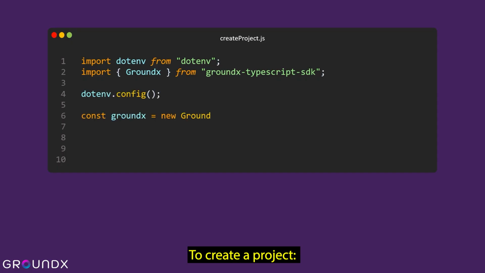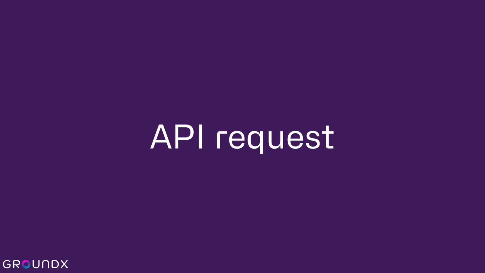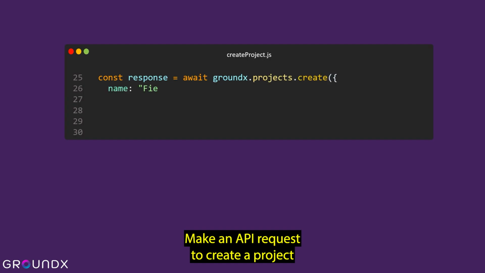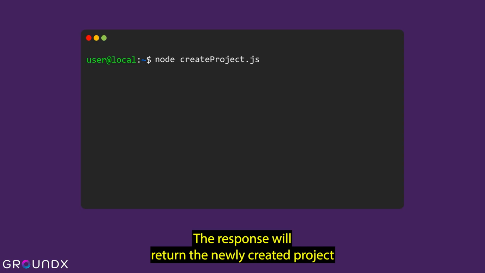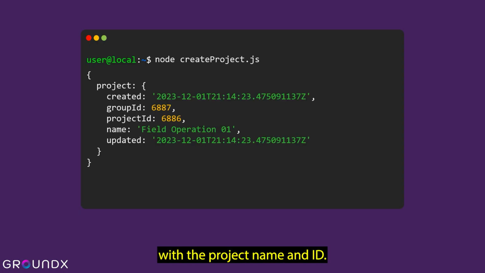To create a project, set up your environment. Make an API request to create a project and indicate the project name in the request body. The response will return the newly created project with the project name and ID.